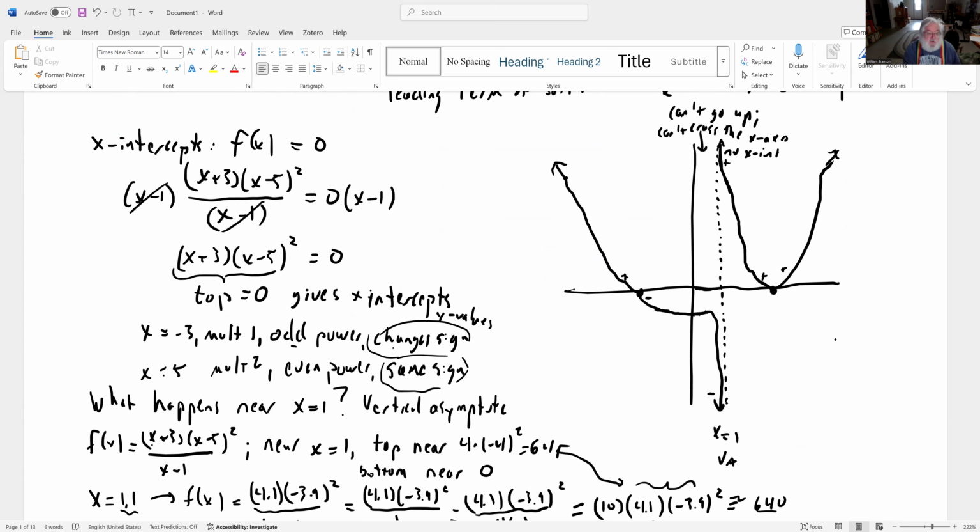So we have an odd power for the x plus 3. So we switched sides. We went through the x-axis. We had an odd power on the x minus 1. So we have a minus sign on one side and positive on the other side. Changed sign. The x minus 5 had a squared. And so that means we don't change sign. That means we stay on the same side of the x-axis, positive y values on both sides. And there's our graph.